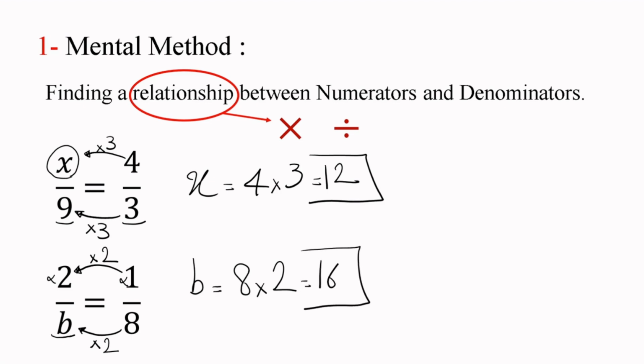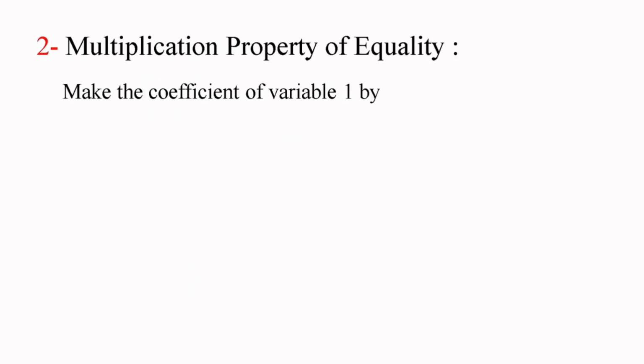As you can see, this method is really easy and it is really fast, but it's not easy to find the relationship all the time. So if you look at the question and it was easy to find a relationship between numerators or denominators, you can apply this method. Otherwise, you must choose another method.